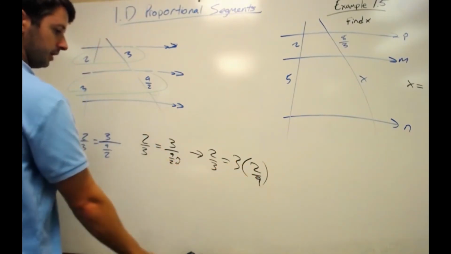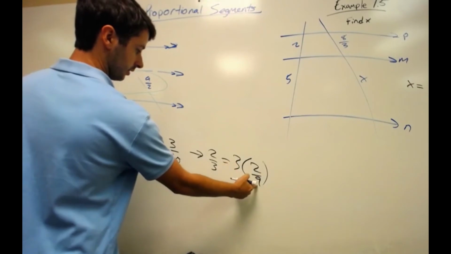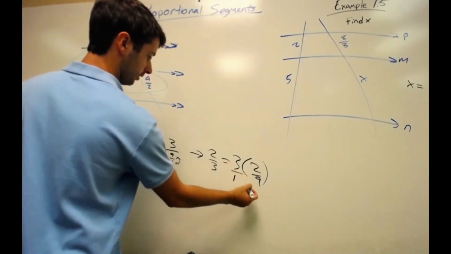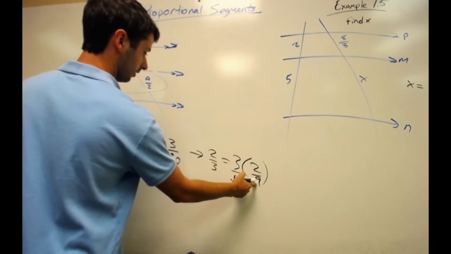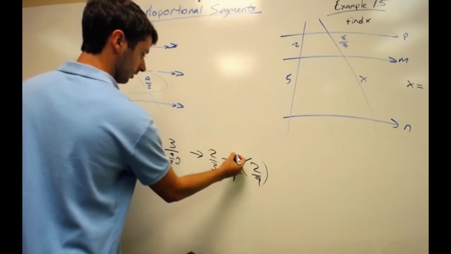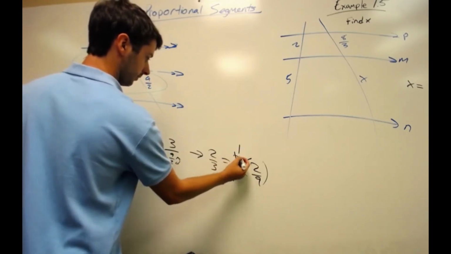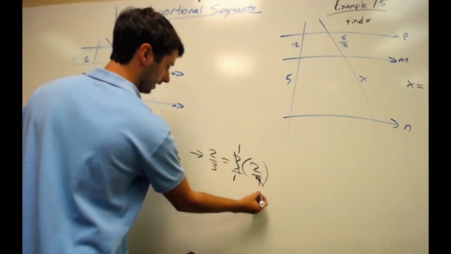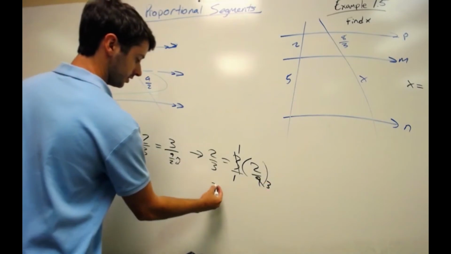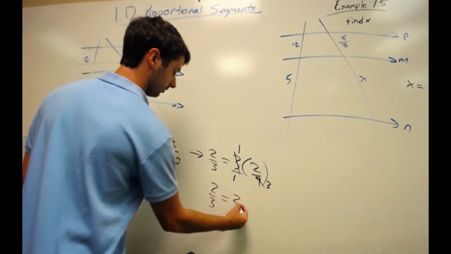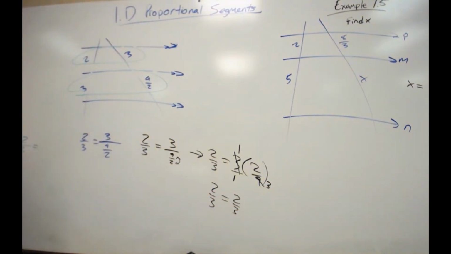Well, we can cancel the 3 over 1, and the 3 and the 9 can cancel. 3 goes into 3 once. 3 goes into 9 3 times. So therefore we have 2 over 3 equals 2 over 3, so therefore it is proportional.